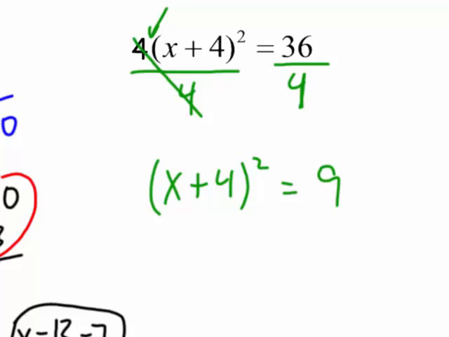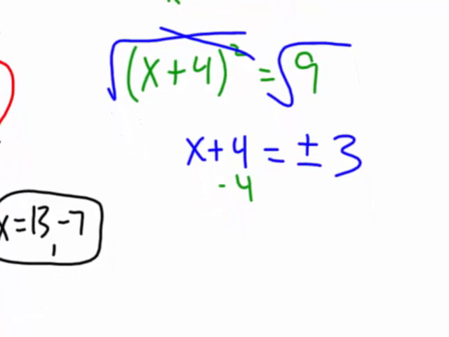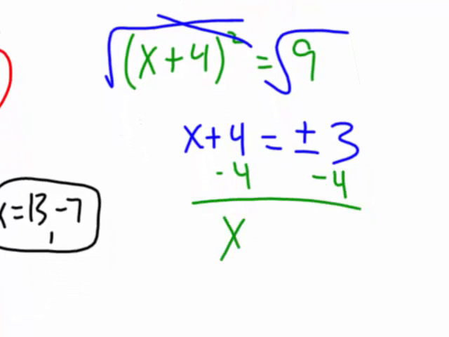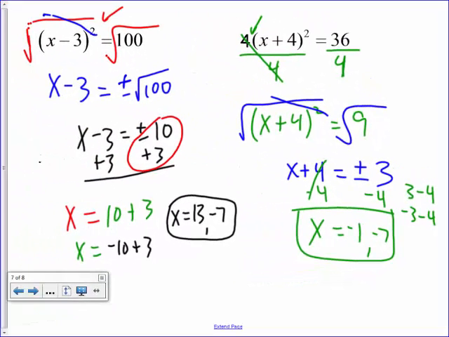And now the inverse of squaring is square rooting. Whatever I do to one side, I do to the other, so those cancel. So x plus 4 would equal, remember, plus or minus, don't forget the plus or minus, 3. And then we subtract 4. So x would equal, remember, 3 minus 4, which is negative 1. Right, so I got 3 minus 4, and I also have negative 3 minus 4, which is negative 7. There we go. So lots of times we get two answers for this.